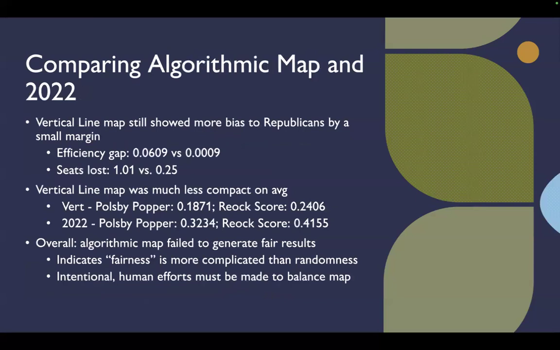So comparing the algorithmic map and the 2022 congressional map, the vertical line map that we created showed more bias to Republicans, as seen with the efficiency gap and the seats lost. The vertical map was much less compact, which makes sense with the vertical lines. And overall, this shows how randomness cannot necessarily create a fair map, and there must be some sort of human control or effort to balance a map, determine it based off voting population, and create districts that are fair to both parties.